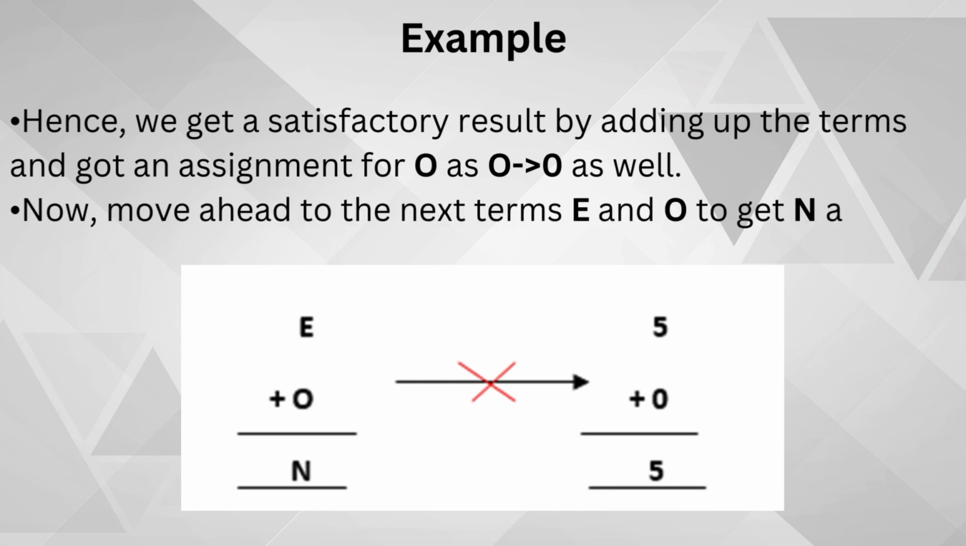Means O is assigned 0 as well. Now, move ahead to the next terms E and O to get N as its output. So, in this diagram E plus O is equal to N. So, if we are putting E is equal to 5 and O is equal to 0, the resultant N is equal to 5, which cannot be feasible because both E and N have the same value.